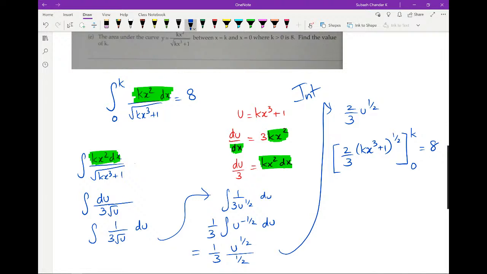Let me know if I've made a mistake there somewhere, guys. Dave, is that what you got as well for chain rule? Interesting question there. Oh, I see what you're trying to assume. You actually find out what u is and then put u back in for kx cubed plus 1. Is that what you're talking about, Dave?